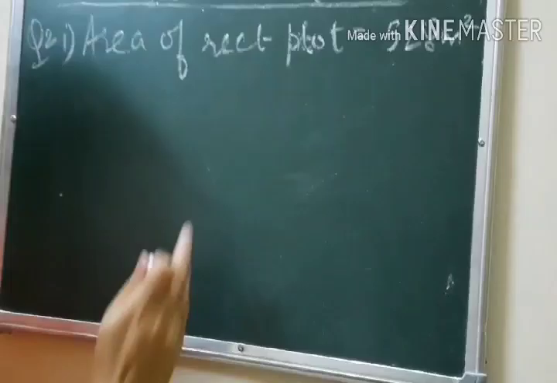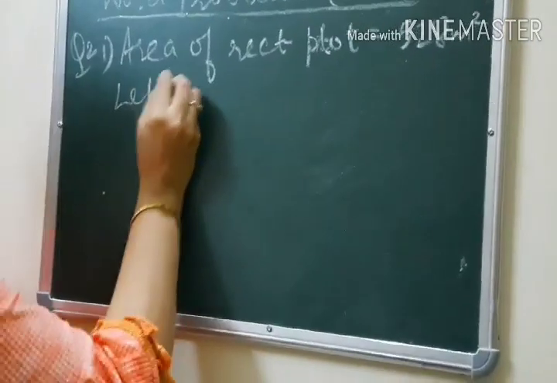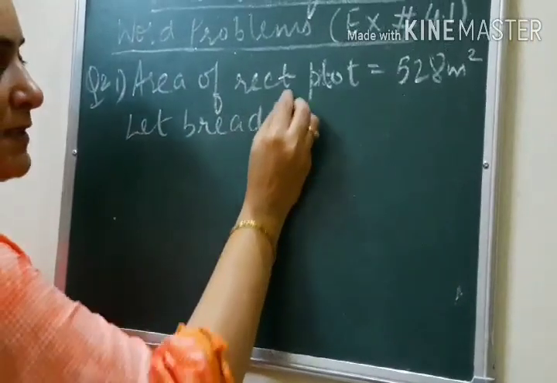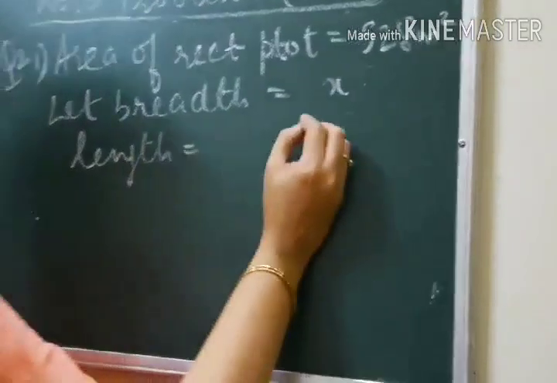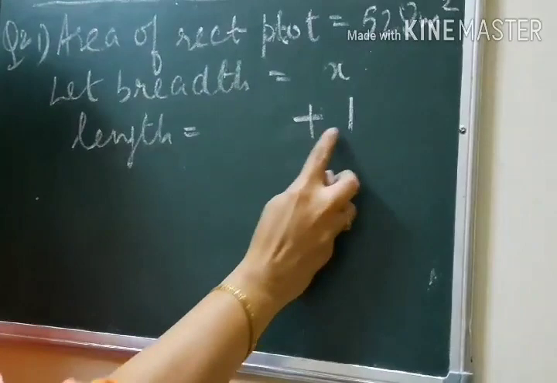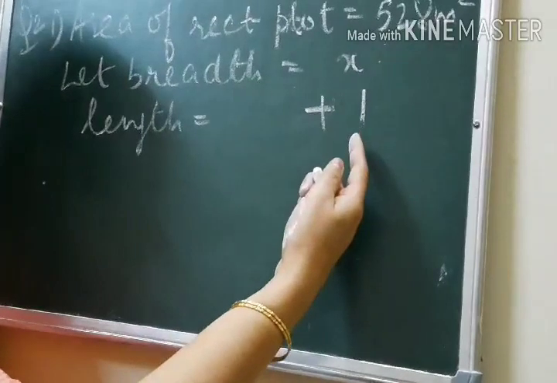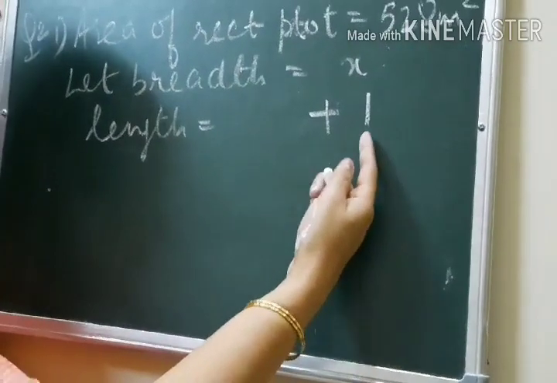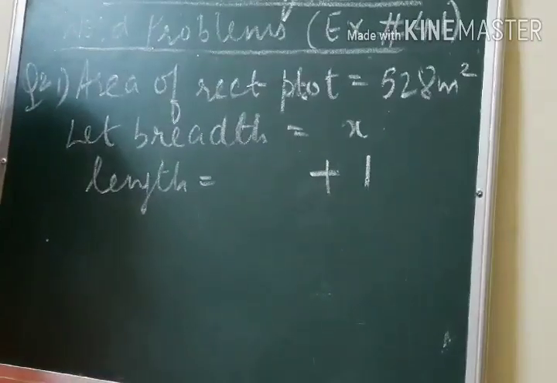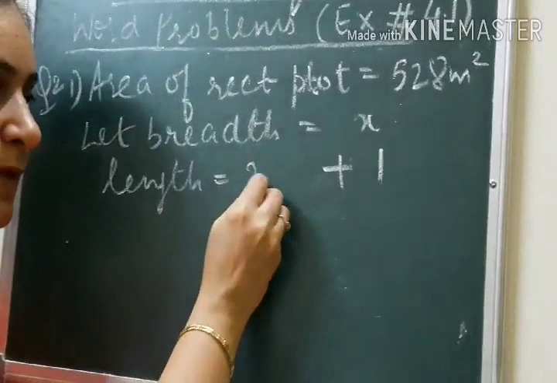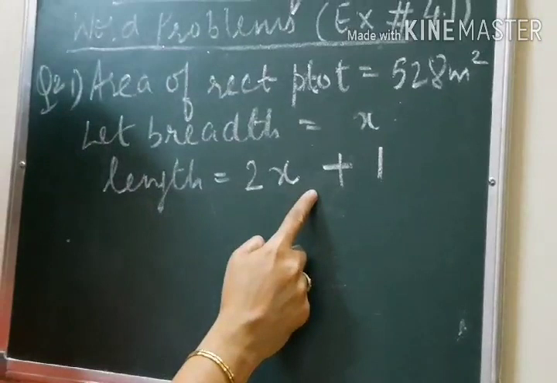That means about length you know something, but about breadth you don't know anything. So let the breadth be x. And about length, what is given? That it is 1 more than, which means plus 1. Whenever the word 'than' is given, you have to take it afterwards, that is, in the second term. So I take plus 1 in the second term. And in the first term, twice its breadth means 2x, because I have taken breadth as x. So length becomes 2x plus 1.